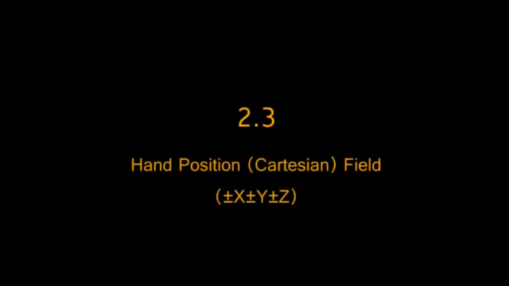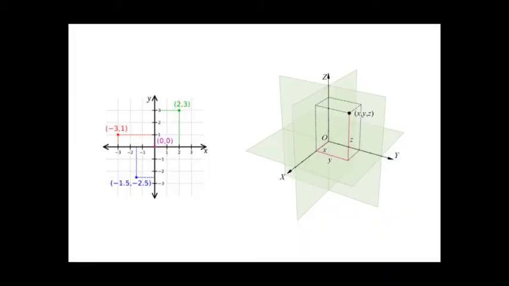The first we'll go over is the Cartesian hand field. Its job is to tell us where the hand is in relation to the center of your chest. This is simply a grid that uses x and y coordinates to tell us where the hand is in two-dimensional space. It works just like normal graphing does, and hopefully everyone's partially familiar with that.